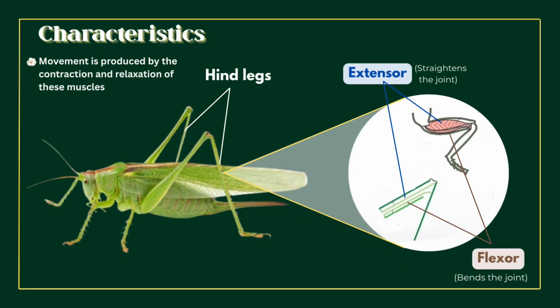After looking into the important key points and the main concept, let's look into the characteristics of a grasshopper. The movement in grasshopper is produced by the contraction and the relaxation of these muscles, which are the extensor muscle and the flexor muscle. The function of the extensor muscle is to straighten the joints, while the function of the flexor muscle is to bend the joints. And now, my other team members will continue with this presentation.